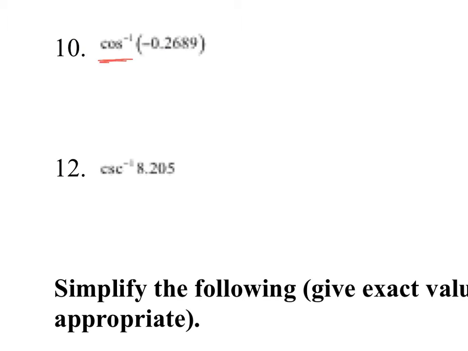So we hit the inverse cos button in our calculator. We make sure our mode's in radians, and we just pop this in, and we end up finding that the angle in radians is 1.843 radians. That's the angle.